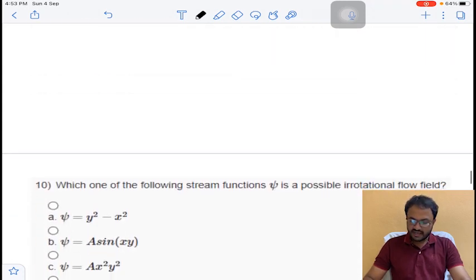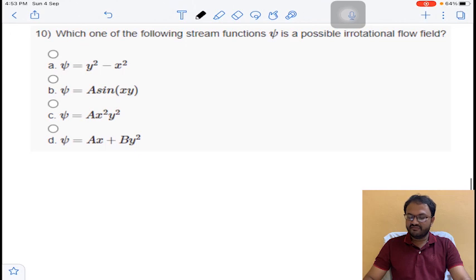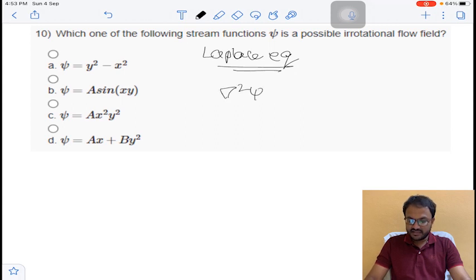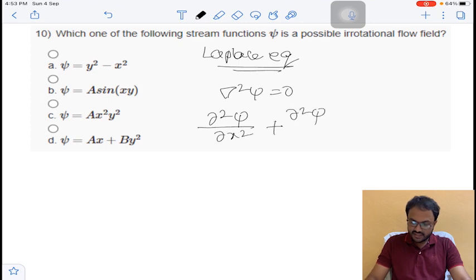Coming to question number 10. Which of the following stream functions is possible for an irrotational flow field? Obviously, for an irrotational possible flow field there is an equation called the Laplace equation. The Laplace equation is del square psi equal to 0, that is, dou square psi by dou x square plus dou square psi by dou y square is equal to 0.